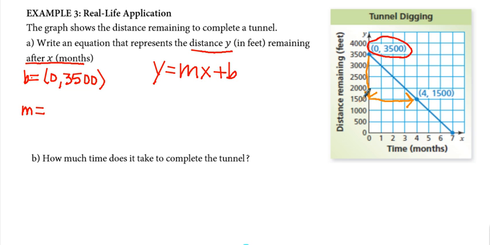When you go down, the numbers are going down by 500, not 1. So we have to pay attention to these numbers here. If you're going from 3,500 to 1,500, if you do 3,500 minus 1,500, that's 2,000. So here we're going down 2,000.